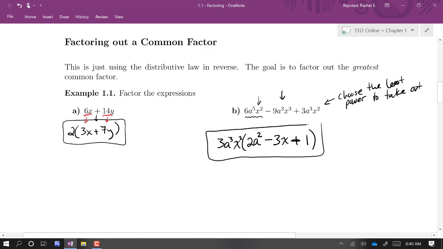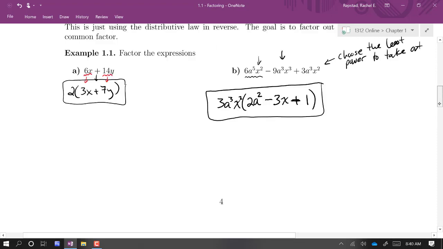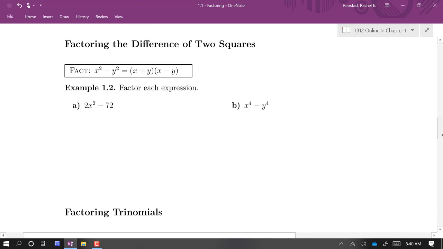When you're done factoring, you can always check your result. If you multiply this out, you should recover the original expression. Our next scenario is factoring a difference of two squares. So if you're subtracting two squares, it will always factor in this way here.